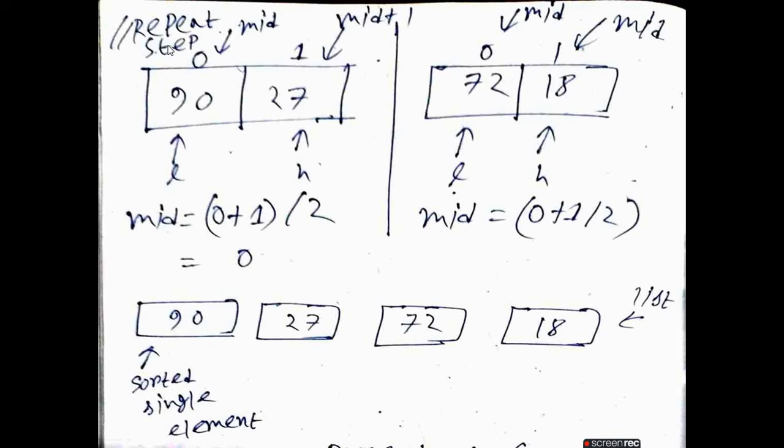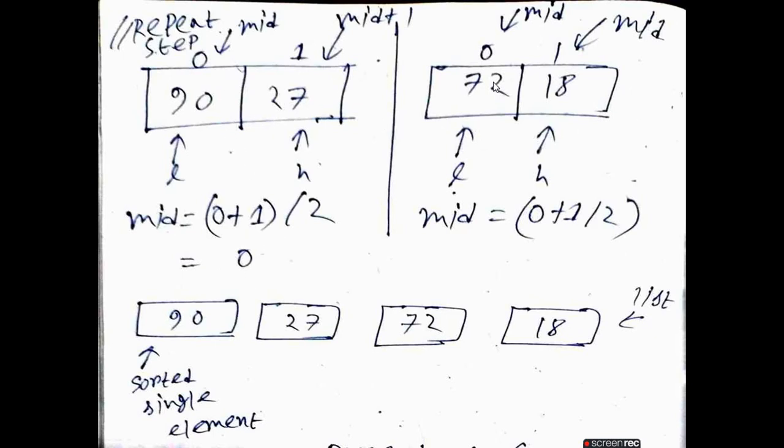Now again repeat the step, means again we are calculating the mid. There are just two elements, so 0 and 1 are the indexes. So (0 plus 1) by 2 is 0. Now this is the L and H value. Obviously mid is pointing here and mid plus 1 is pointing here. Right? Now what is the mid value? Mid equals (0 plus 1) by 2, that is 0.